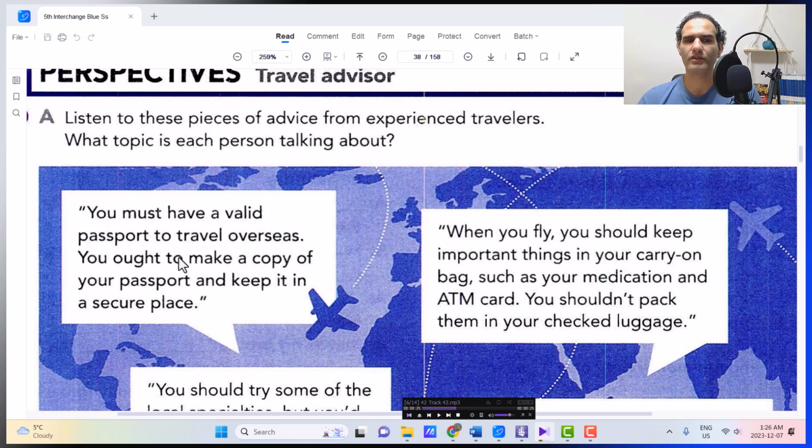Okay, so talking about documents and passport, yeah? You must have a valid passport, of course. Overseas means foreign countries. And you ought to make a copy of your passport and keep it in a secure place. Ought to means should. It means advice. Good.